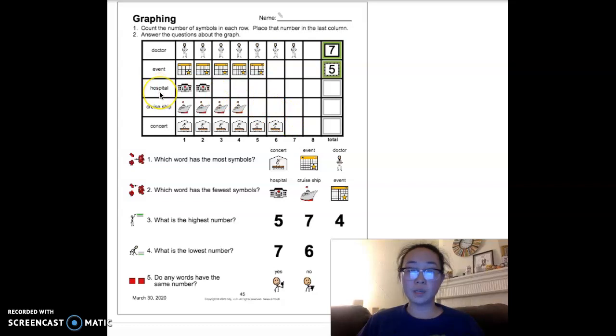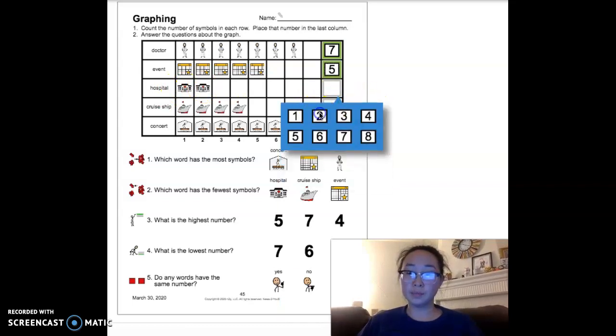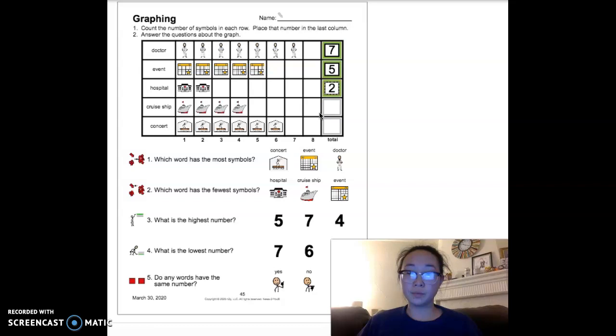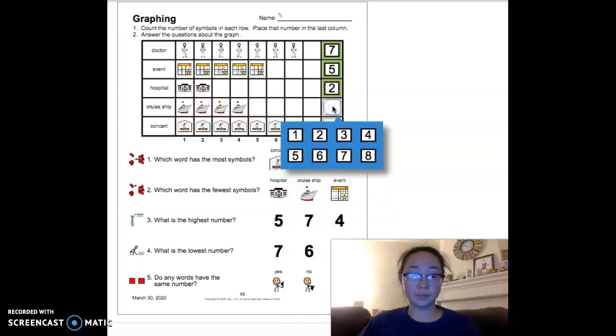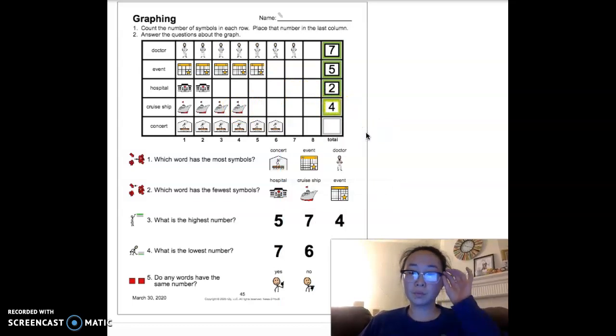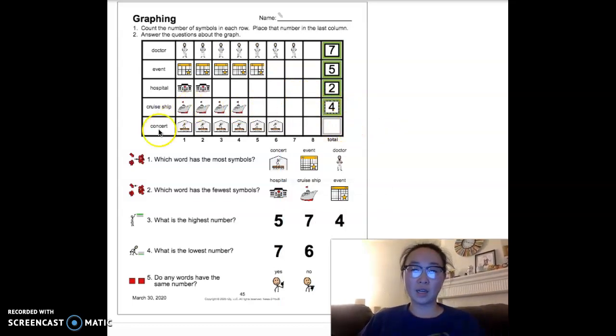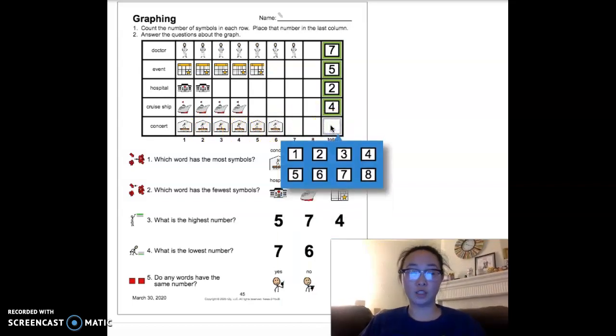5. The next word is hospital. How many hospitals are there? 1, 2. 2 hospitals. 2. Our next icon is cruise ship. We have 1, 2, 3, 4 cruise ships. 4. Our next icon is concert. We have 1, 2, 3, 4, 5, 6. 6 concerts.